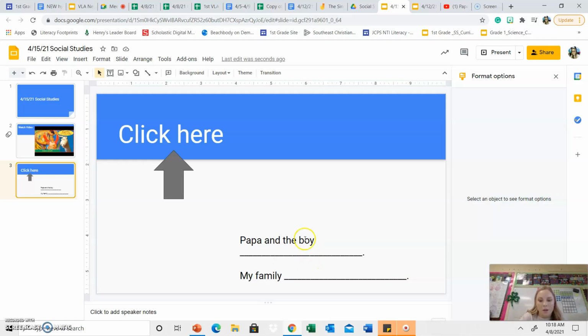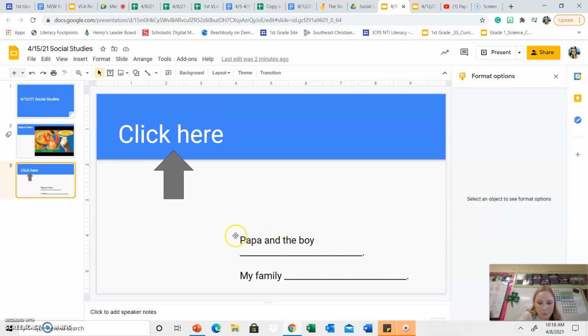In the story, Papa and the boy like to do lots of things: sing, play, cook together, go to the park together, ride the bus together. So you're going to find something that is similar between the boy and Papa and your family, and you're going to tell me some things that are the same. You can do that by drawing a picture or writing a sentence.